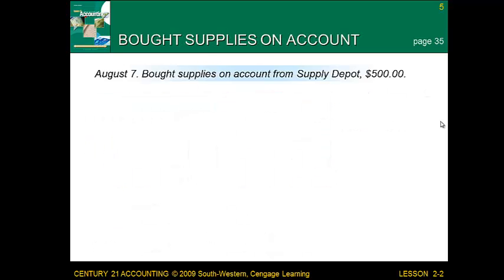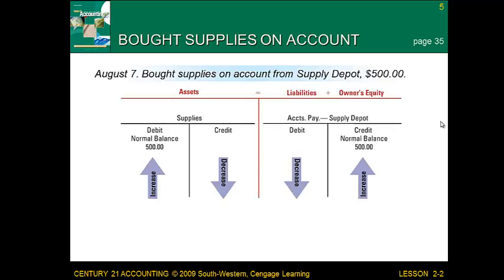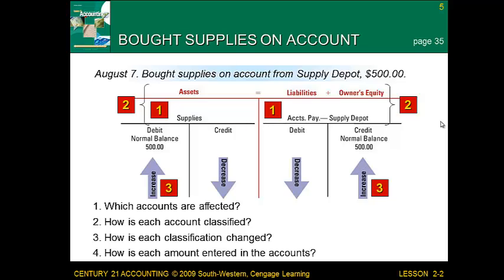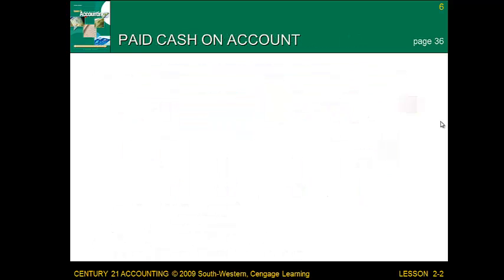August 7th, bought supplies on account from Supply Depot, $500. Supplies is affected and accounts payable Supply Depot is affected. Supplies is an asset, accounts payable Supply Depot is a liability. It's something we owe. Assets are increased, as are liabilities. $500 is debited to the account supplies and credited to the accounts payable Supply Depot, thus increasing both.